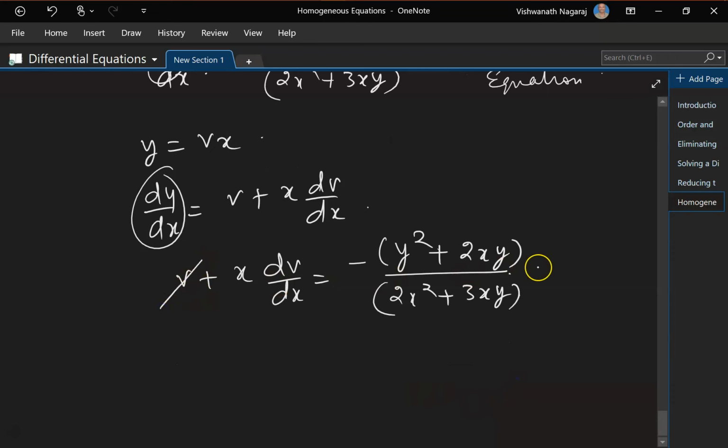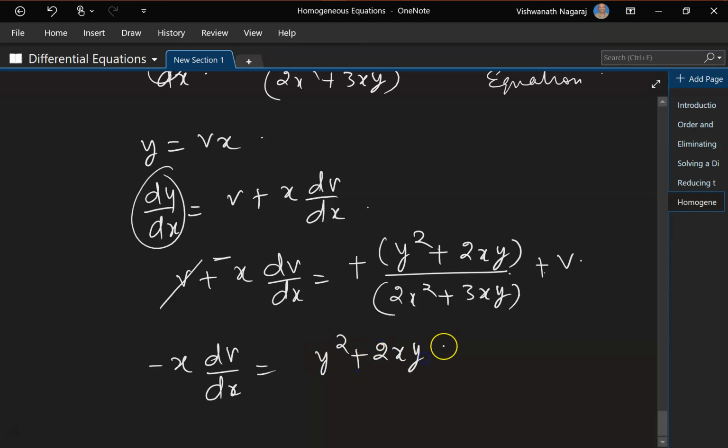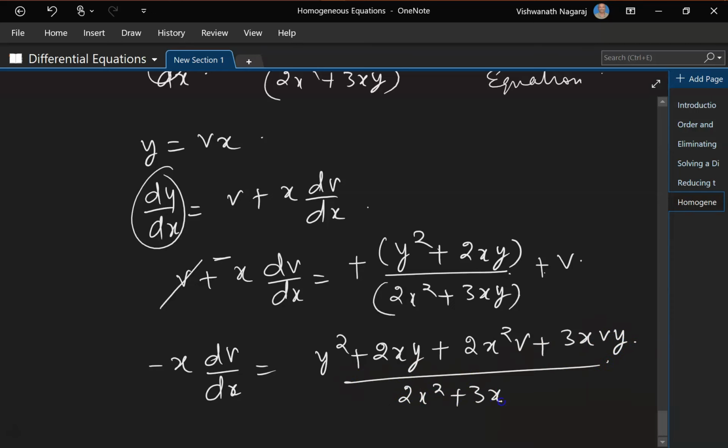Now let's take v to the other side. So this also becomes minus v. We don't want to work too much with negatives. So let's make this plus and this as minus. So we end up with minus x dv by dx. Now let's add up this. So y square plus 2xy plus 2x square v plus 3xvy by 2x square plus 3xy.